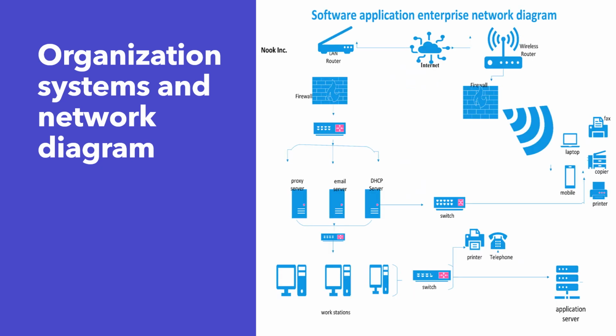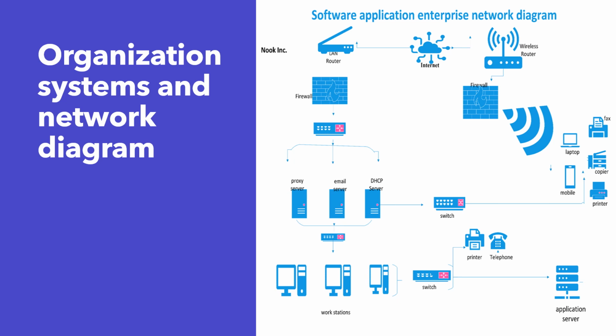Next, we look at the software application enterprise network diagram. So here we have the internet. The information moves from the internet to the various routers, the wireless router and the LAN router, which in turn go through the firewalls. The wireless router supplies connectivity to wireless devices like laptops, mobile phones, copiers, printers and fax.